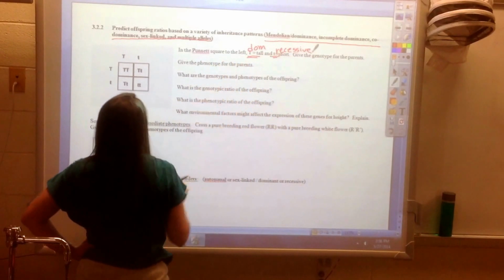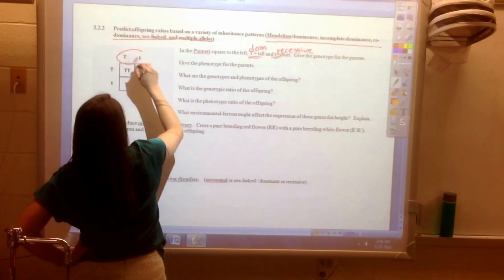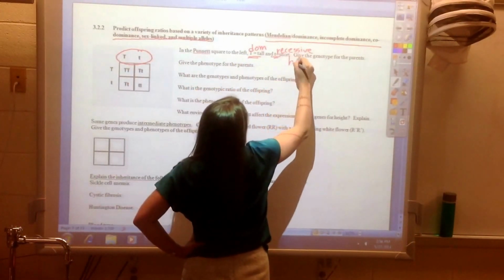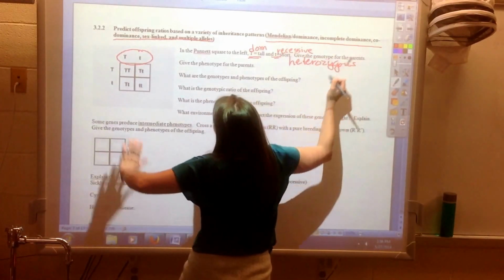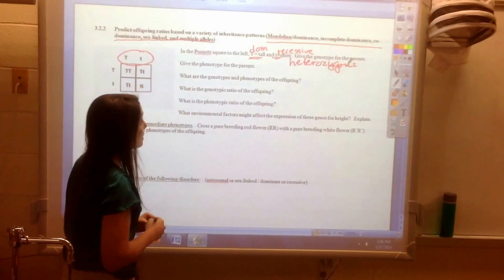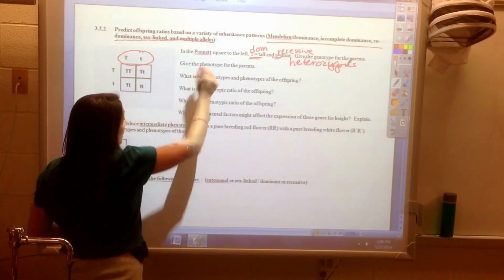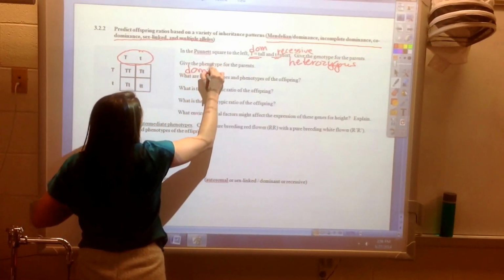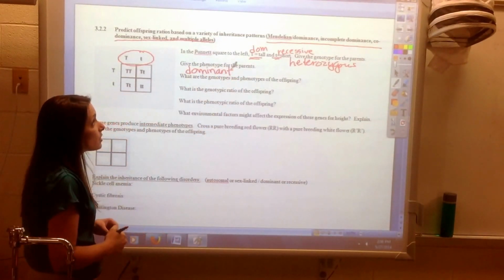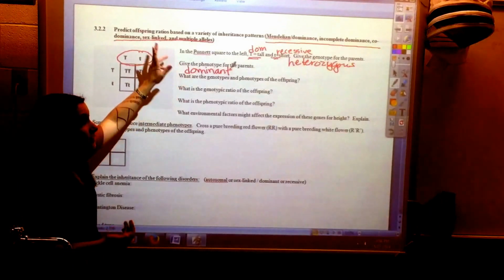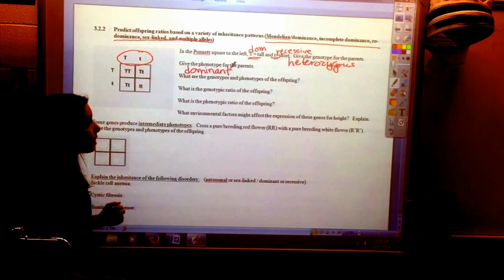Give the genotype for the parents. They're both heterozygous, which means they have the dominant version and the recessive version. Because they have the dominant version, they only show the dominant physical appearance, which means that these parents, let's say pea plant parents, would be tall.